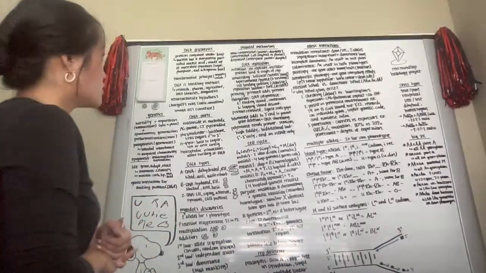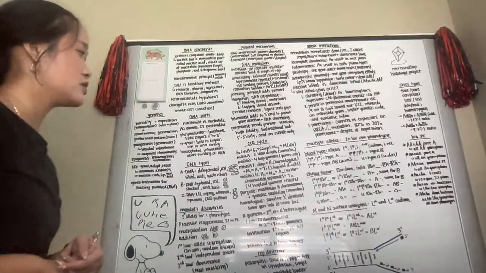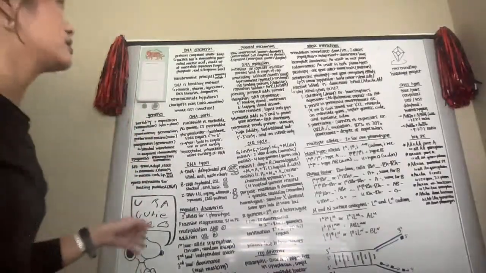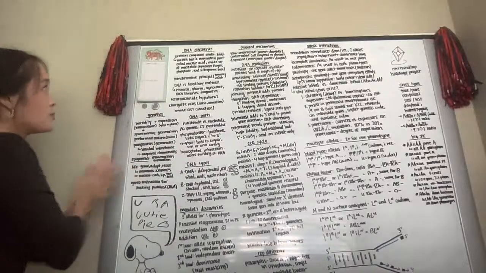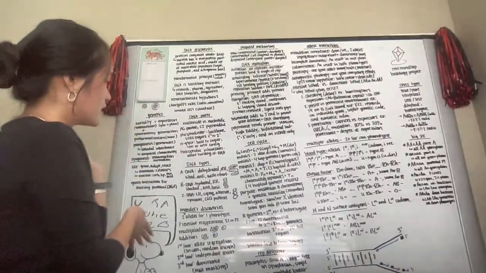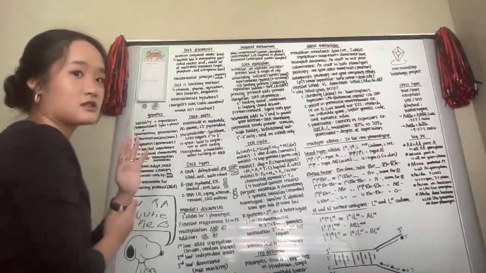Okay, we're going to move on to proposed mechanisms of DNA replication. This is going to be about the cell cycle and DNA replication. We first talked about genetics as a whole, and then we talked about discoveries of DNA and types of DNA and just DNA.